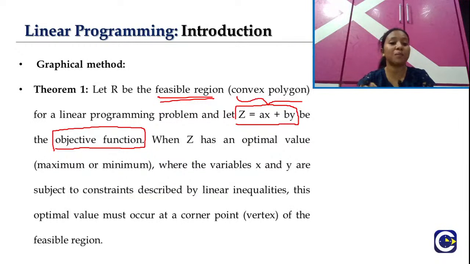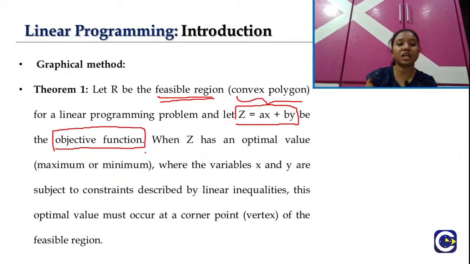In some cases they will be asking both, so both maximum and minimum can also be asked. So when z has an optimal value, that is, it can be either maximum or minimum, where these variables x and y are subjected to constraints described by the linear inequalities, this optimal value must occur at the corner point of the feasible region.